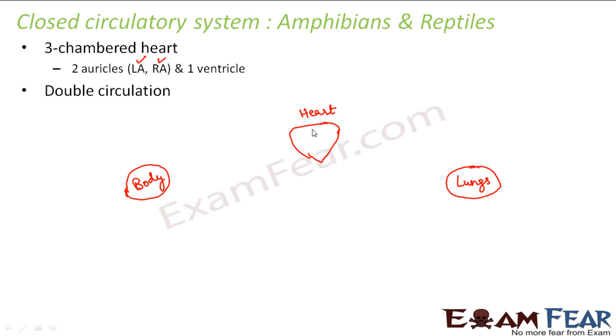Now here the heart is divided into three chambers. So there are two auricles. Let us suppose this is right auricle, this is left auricle, and this is the ventricle. So this is how the heart looks like in case of amphibians and reptiles. This is the lungs. So what is the purpose of lungs? Lungs will take in oxygen from outside.